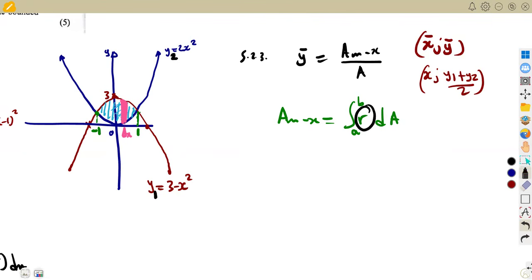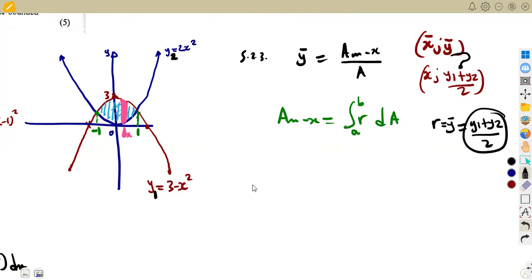So we said this one, the r here, is the distance from where? From the x-axis, meaning to say it represents what? It represents our y bar. So if it represents that, it means what is representing y at the point of our centroid is what? It's y1 plus y2 over 2.